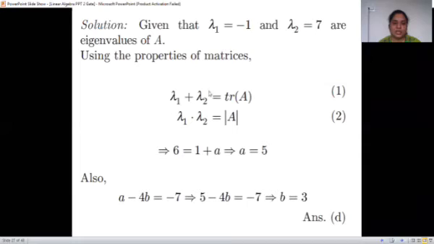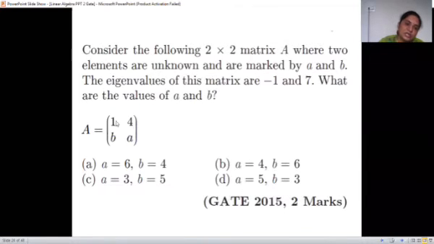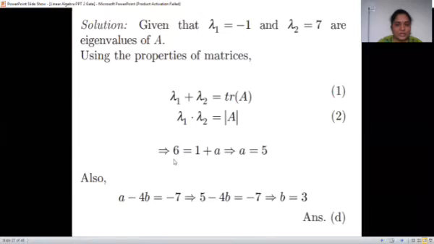Given that lambda 1 is -1 and lambda 2 is 7, these are the eigenvalues. We know the properties: addition of the eigenvalues is nothing but the trace, and multiplication of those eigenvalues is nothing but the determinant. So lambda 1 plus lambda 2 is -1 plus 7, that is 6, equal to the trace. The trace is the addition of the diagonal elements, that is 1 plus A. So 1 plus A is 6. So A is 5. Very good.